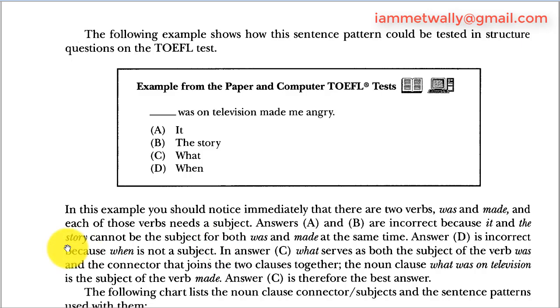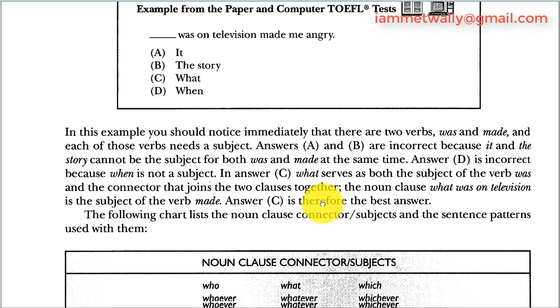Answer D is incorrect because when is not the subject. And in answer C, what serves as both the subject of the verb was and the connector that joins the two clauses together. The noun clause what was on television is the subject of the verb made. Answer C is therefore the best answer.